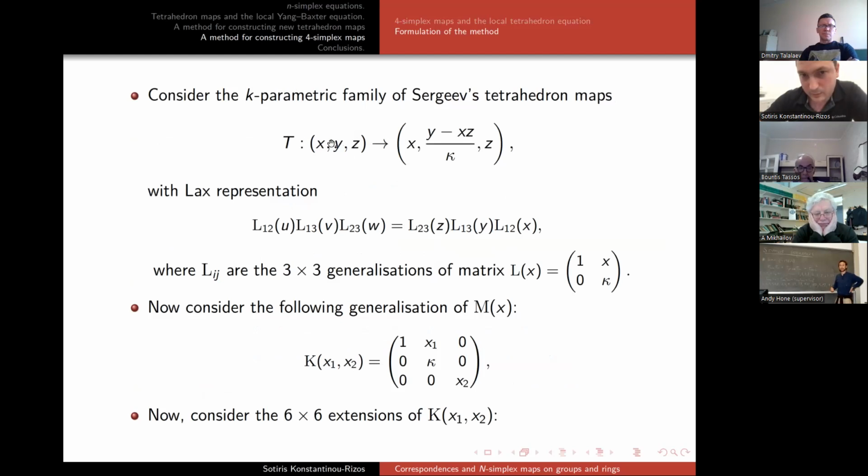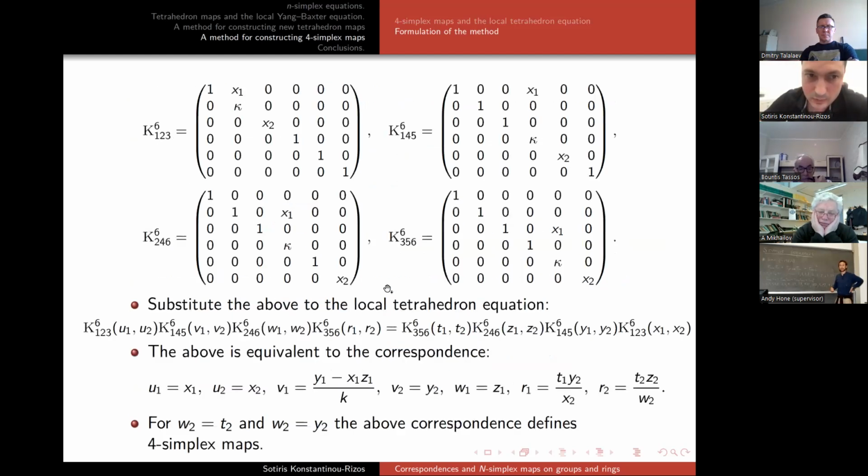The first example of Sergei's map. So this map, we want to get a 4-simplex non-trivial extension. This map has this generator, as we saw earlier. We just generalize this generator. So we add one variable here, and this matrix of 2 variables we substitute into the local tetrahedron equation.